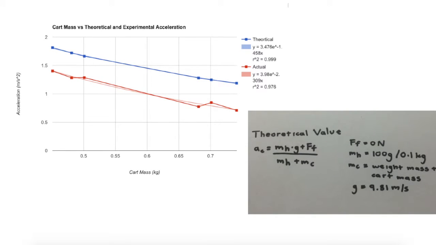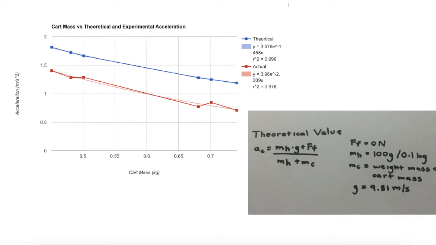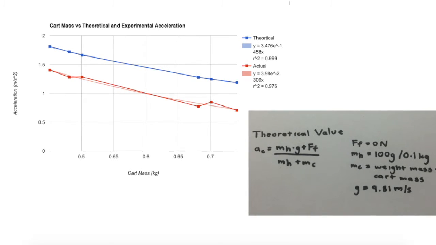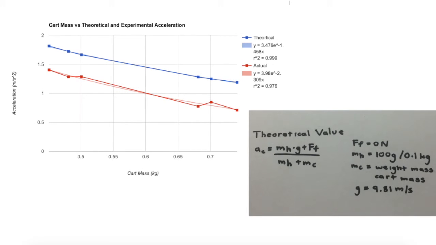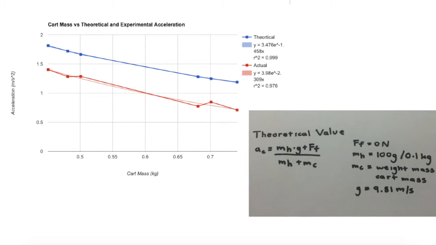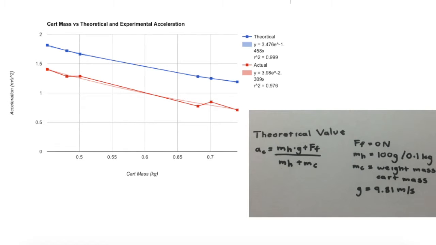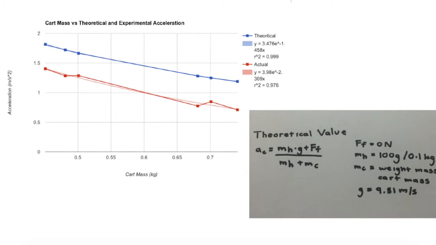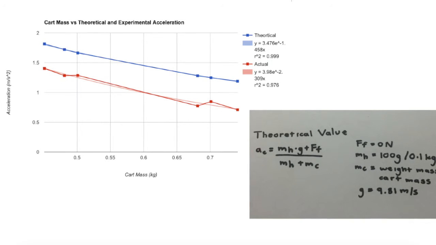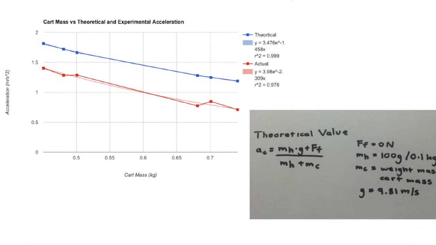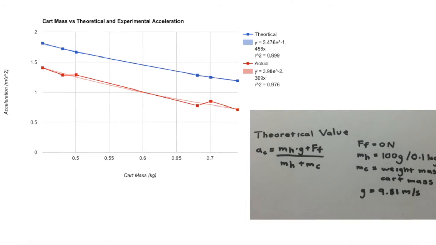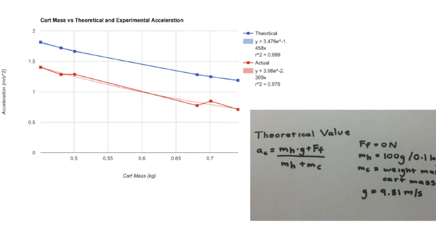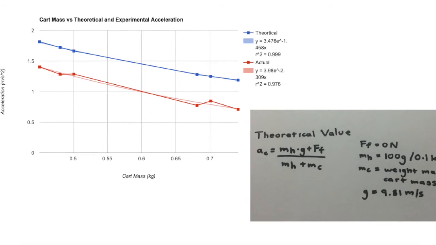To find the theoretical values of the acceleration, we use the equation: the acceleration of the cart is equal to the hanging mass times gravity plus the frictional force, divided by the hanging mass plus the cart mass. We assume the frictional force is 0 newtons because the track is supposedly frictionless. However, our graph is inaccurate. Both the theoretical and experimental lines are parallel and nowhere near each other. If the coefficient of friction between the track and the wheels was determined, that could have given us a more precise database instead of assuming frictional force is 0 newtons.